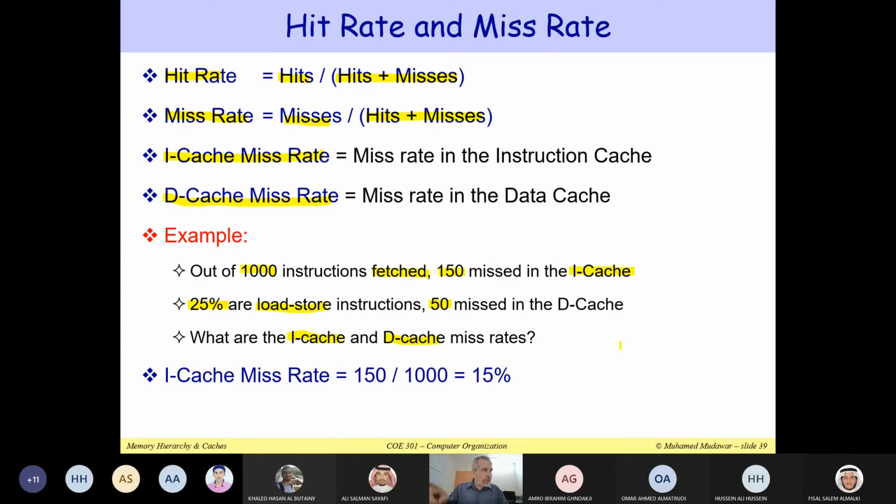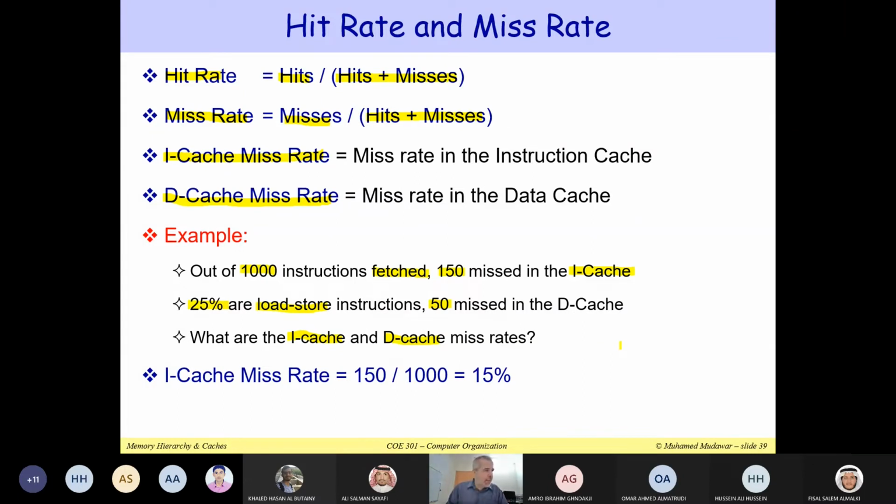Do all these 1,000 instructions access the data cache, or only 250? 250 only. Only 250 are going to access, because only the load and the store will address the data cache. The other instructions are not going to address it. The ALU does not address it. The branch does not address it. It's only load and store that address the data cache.